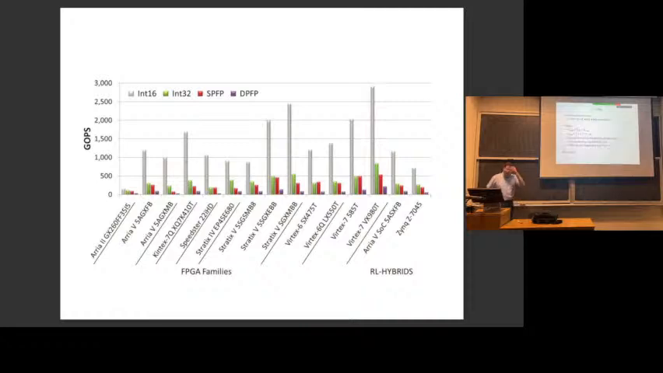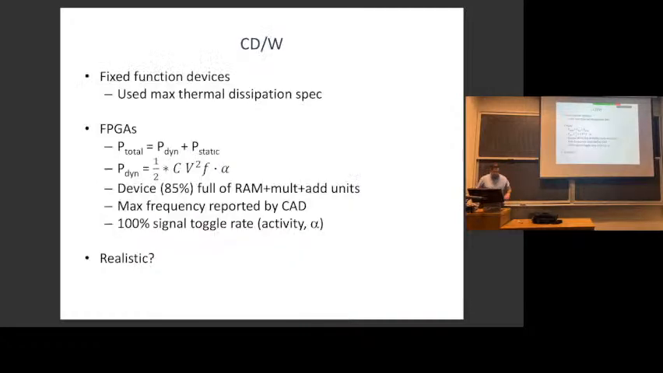OK, so that was compute density. They also could do compute density per watt. For the fixed function devices, like a GPU, CPU, or DSP, when you buy it, it comes with a number called the maximum thermal power dissipation that you use to figure out how big a heat sink to put on it and whether you need a fan and so on. So they use that number: this will not use more than this much power. And they just divide how much compute they get by that number.